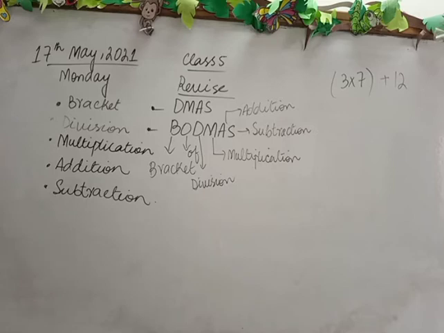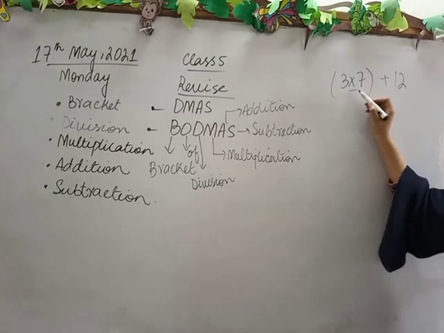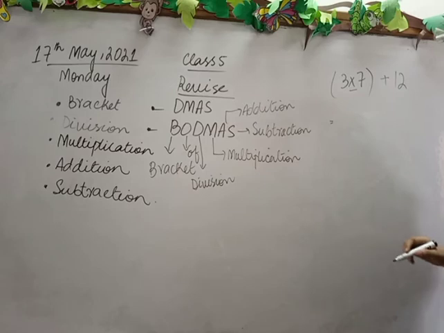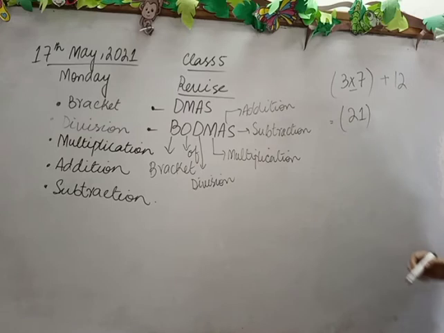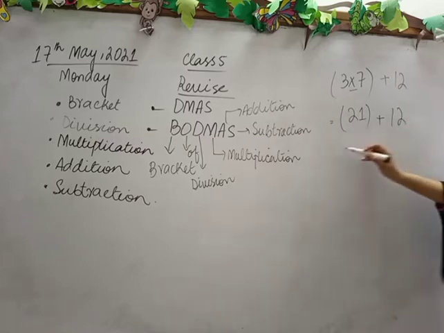So according to the question, first we will solve the bracket portion. Okay, and what is the sign in between? Multiplication. So 3 times 7 is 21, then we have a plus sign which we will write as it is, and then we will write 12. Fine class.